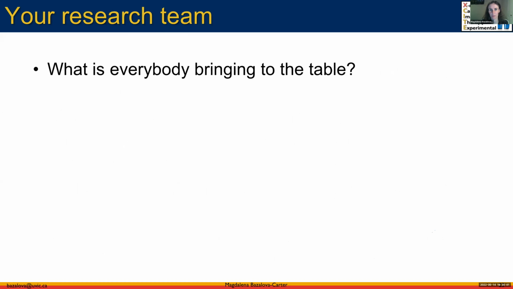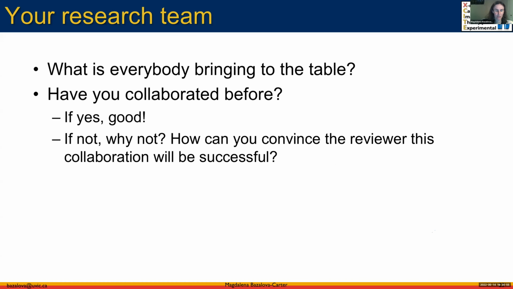All right, so how about your research team? You need to describe what everybody is bringing to the table. You don't want to be putting people on because they won the Nobel Prize. I kind of have tried that, it didn't work. So you want to make sure that you describe what everybody will be doing, what their role will be in the project. Have you collaborated before?